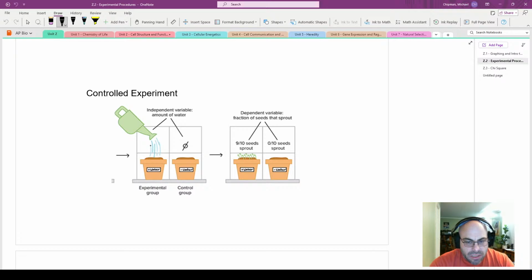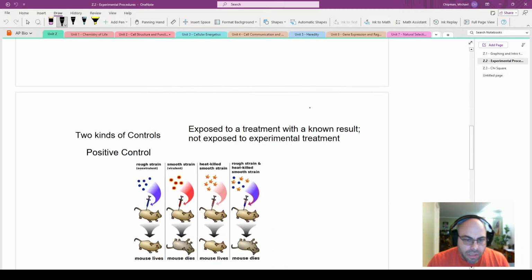So if it says, what is the dependent variable, say the number of seeds that sprout, period, move on to the next part. Don't waste your time explaining yourself. That part's not even going to get read. Nobody's going to read that. If I'm your teacher, I'm not reading that. I'm reading the answer and I'm moving on, right? So don't put more than you need to.